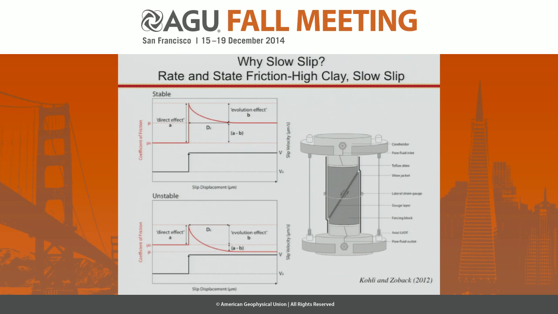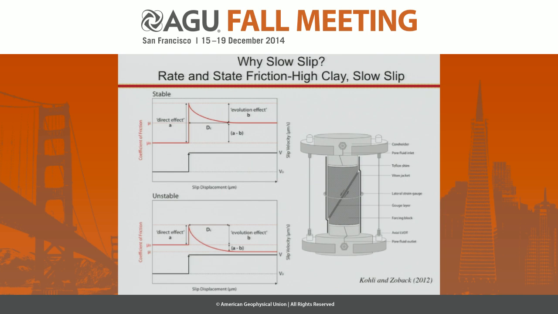And Kohli led a big lab suite of experiments using rate and state friction to try to distinguish how the composition of the rock affected whether or not the rocks were velocity strengthening and therefore expected to slip slowly, or velocity weakening and therefore expected to slip unstably and produce a microseismic event. And basically, in the first study we did, we concentrated on variations of clay content.